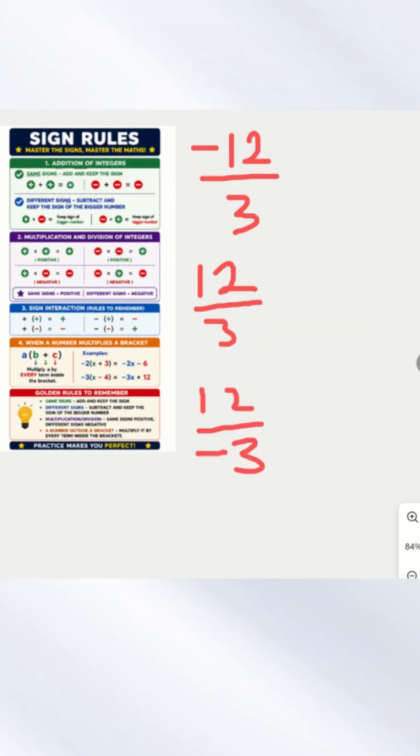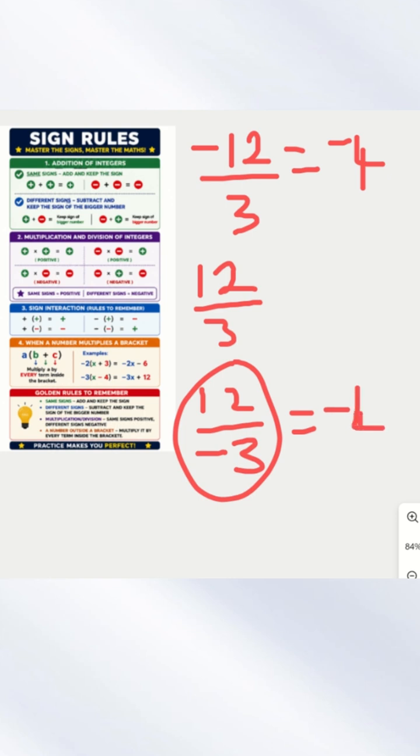Now let's look at the division rule. Whenever you are dividing and one number is negative and one number is positive, whichever way, the answer will be negative. Like in this case, minus 12 divided by 3, that will give you what? It will give you negative 4, because one of the numbers is negative. And you look at this one, 12 divided by minus 3 will give you still minus 4. Reason, because one of the numbers is bearing a negative sign.